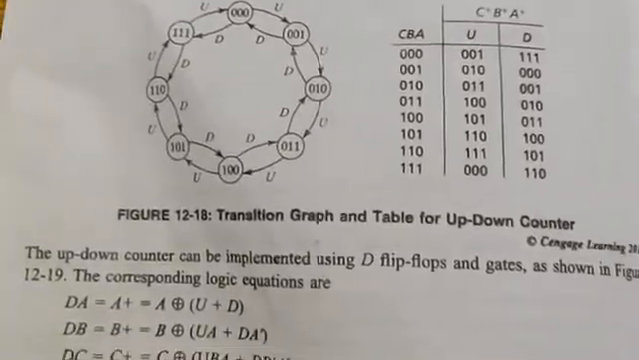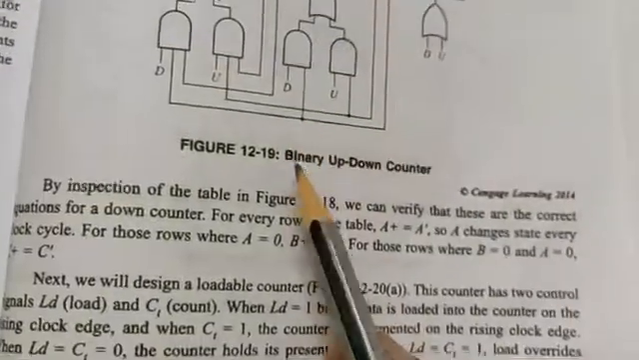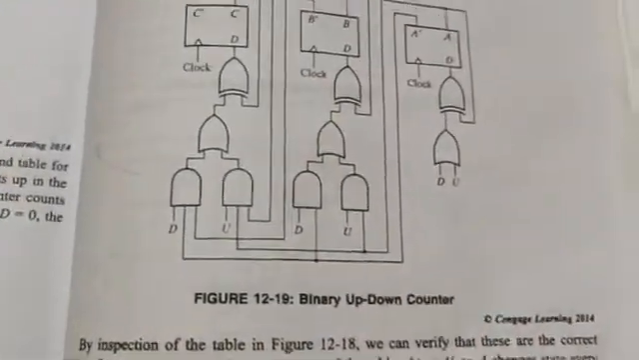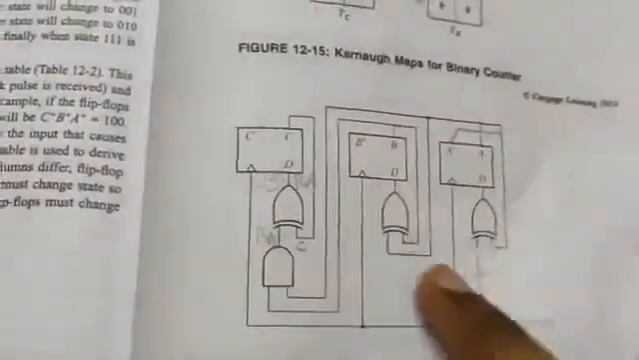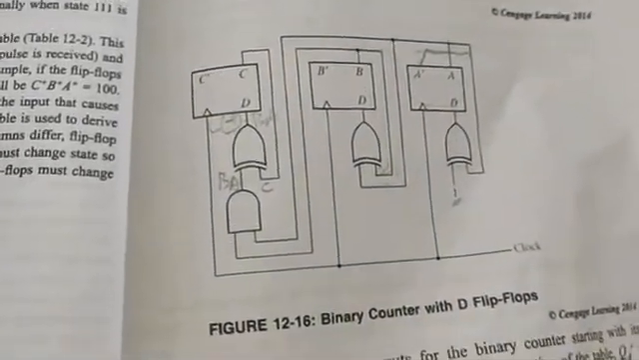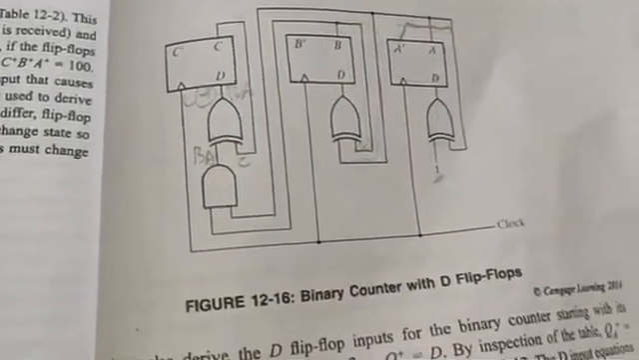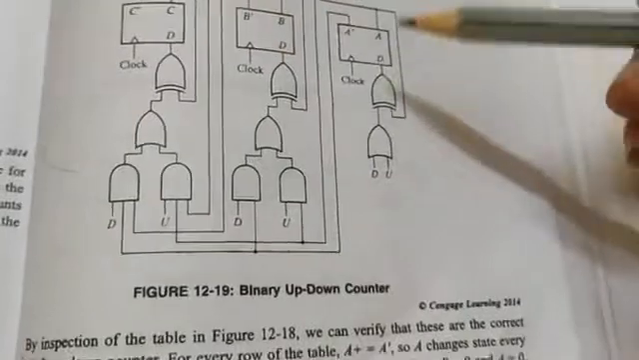So the next is binary up down counter. This is a circuit which is going to perform up counter as well as down counter. What we discussed in the previous video with respect to the D flip flop, this is up counter starting from 0 to 7, 0 1 2 3 4 5 6 in a rising manner. So it's up counter.